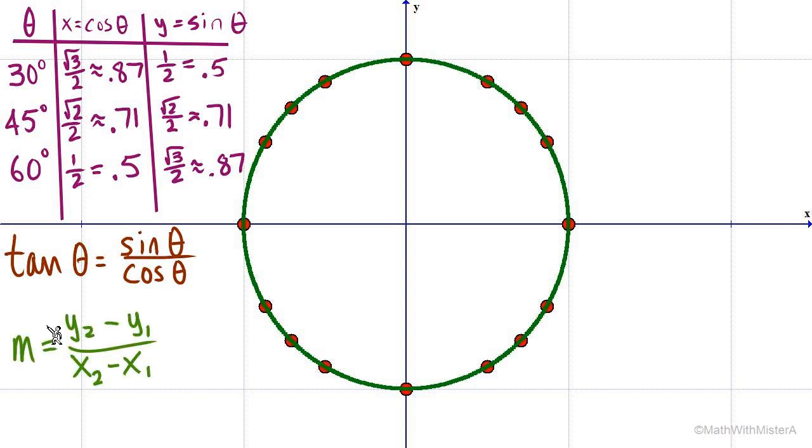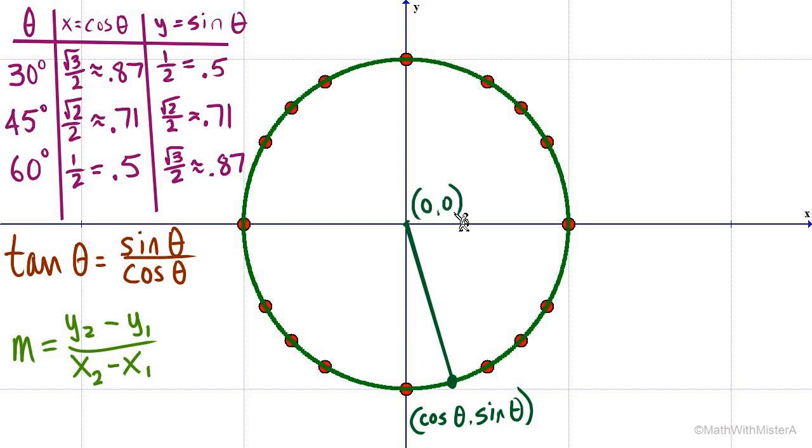Remember this formula for calculating slope, y2 minus y1 over x2 minus x1. Now we're going to pick some random point on the circle. It's down here, and we know that our x and y coordinates on the unit circle are cosine angle and sine angle, and it's the angle caused by rotating from 0 degrees counterclockwise around to this point here in quadrant 4.